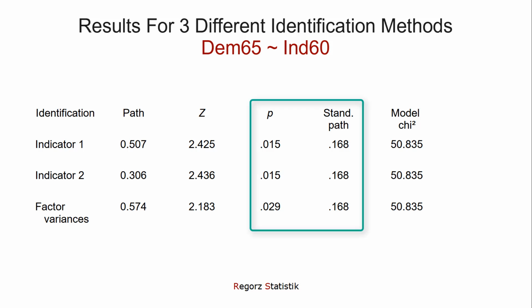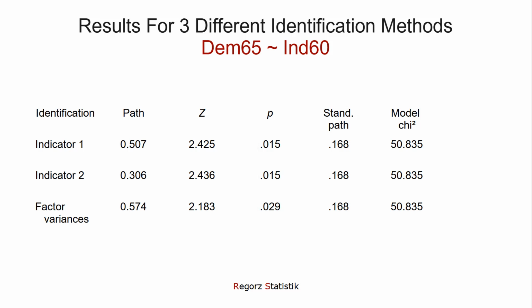For all identification methods, we get the same standardized effect, the same beta. But if you want to report this beta, which p-value do you want to report? Because you have, for the same standardized effect, different p-values. Which one is correct? Well, the simple answer is none of them. Because all those p-values are only p-values for the unstandardized effect, not for the standardized effect.